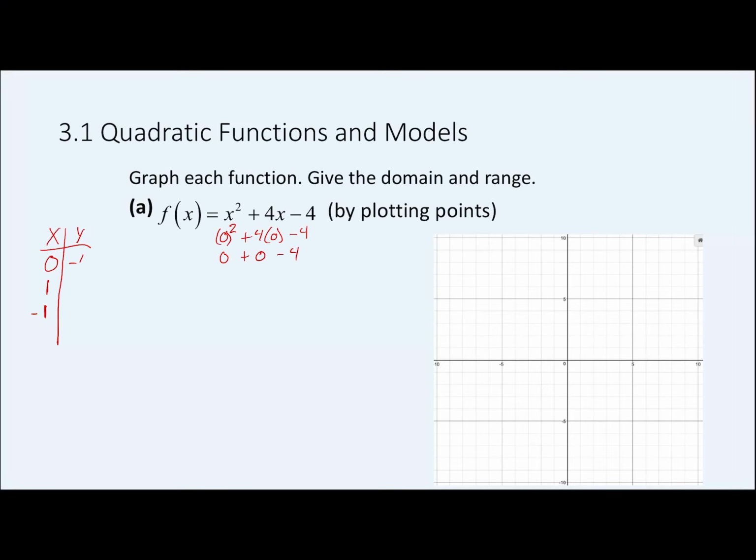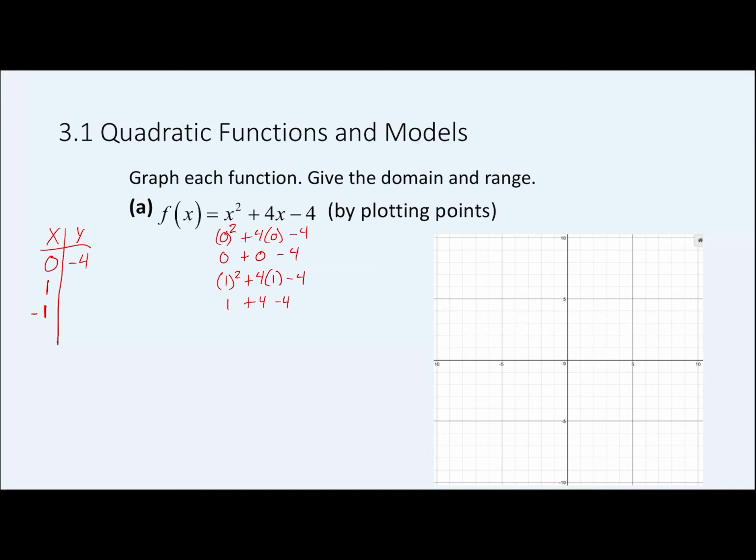Let's take 0 and put it into the equation. And so we have 0 squared plus 4 times 0 minus 4. Well, 0 squared is 0. 4 times 0 is 0 minus 4, which gives us -4 for that solution. Okay? So there's 1 point.